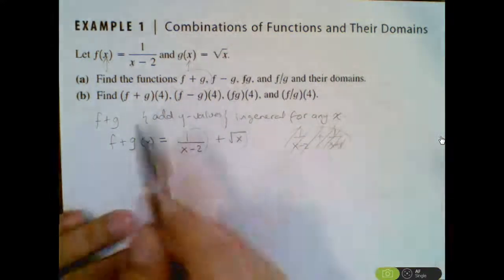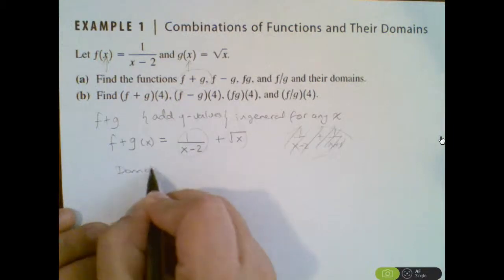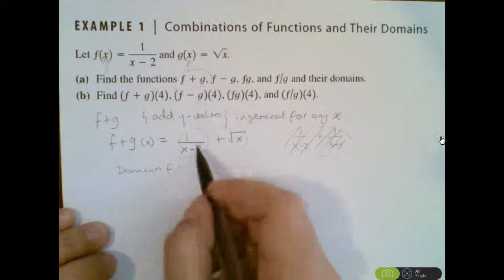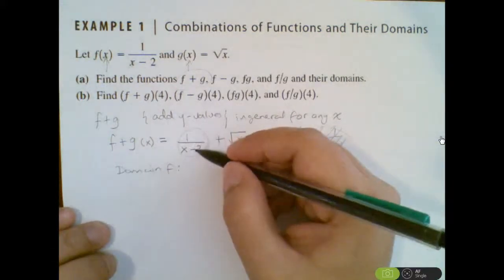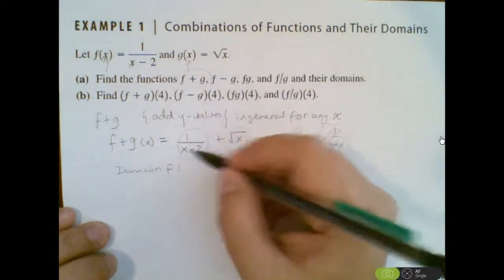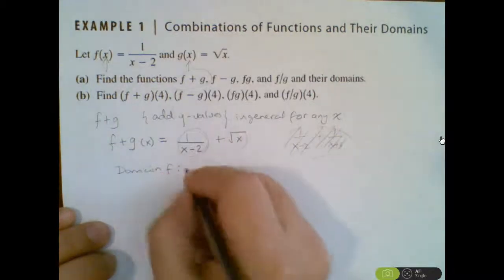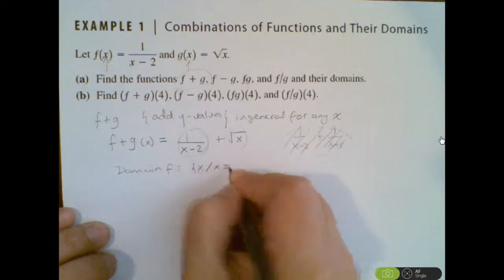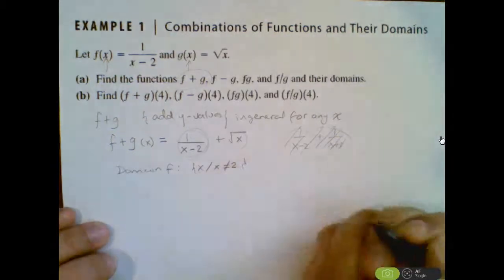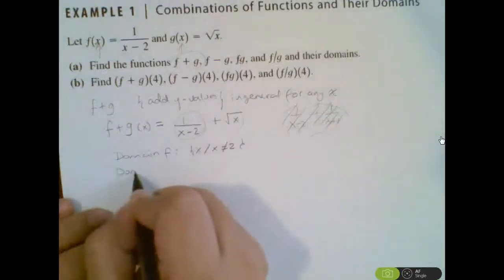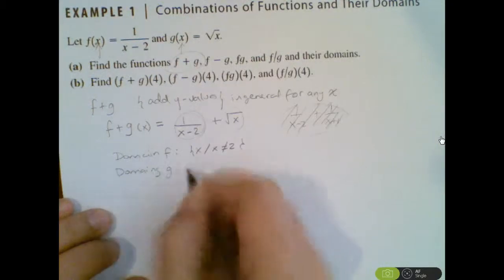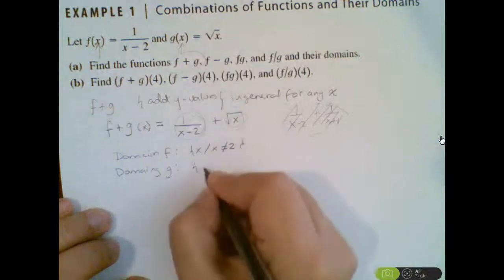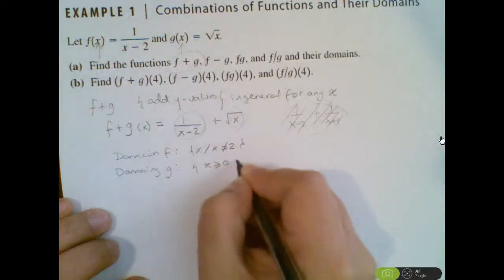Now I have to find what the domain is. Now the domain is going to be the intersection of both domains. So for the domain of f, there is no problem with f as long as, since it's a fraction, the denominator cannot be 0. So the domain of f is all the x's such that x is not 2. Okay? And the domain of g is, remember, if it's a square root, I cannot take the square root of a negative number, so x has to be positive or 0.